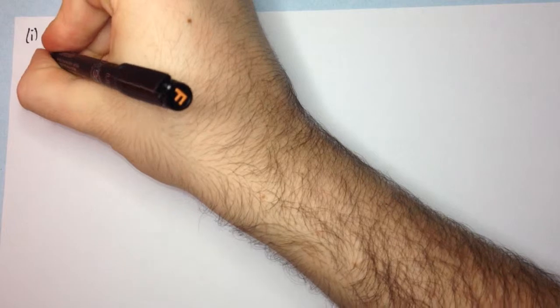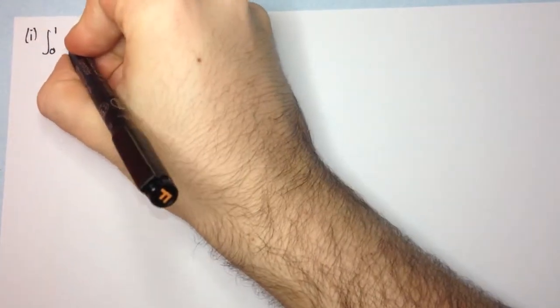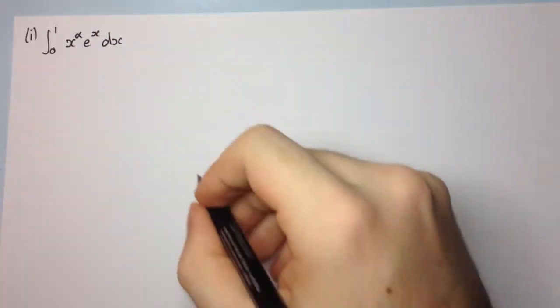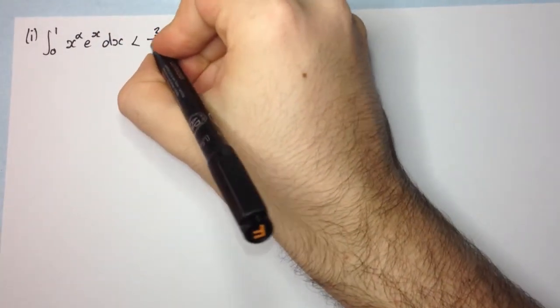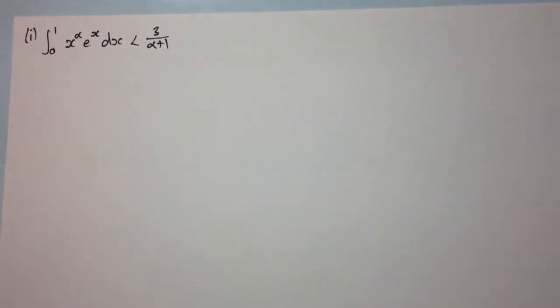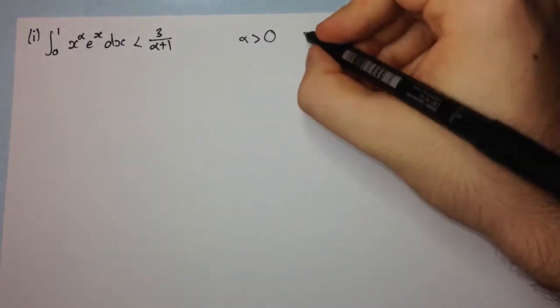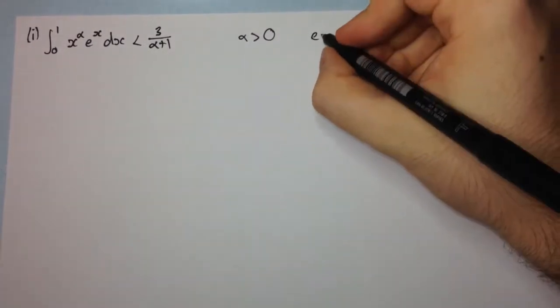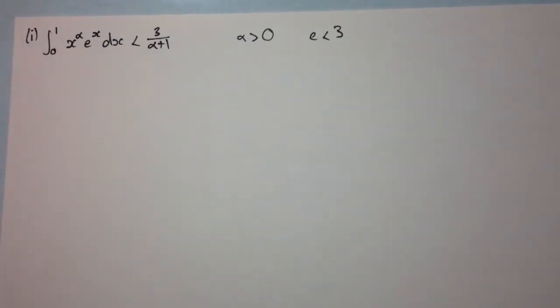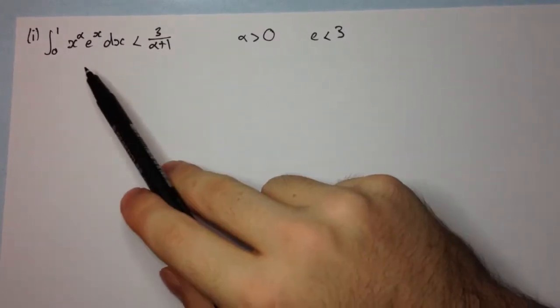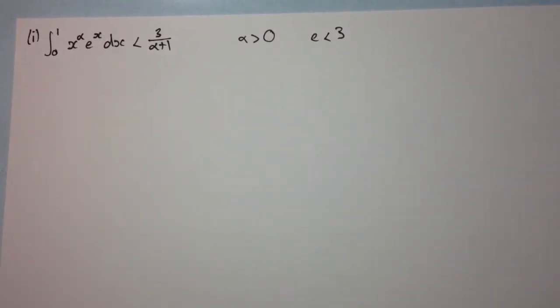Okay, so what do we want? We want to prove that the integral from 0 to 1 of x to the power alpha times e to the x dx is less than 3 over alpha plus 1. And what are we given? We're given that alpha is greater than 0, and we're told that we can assume that e is less than 3. Okay, so if you have a look at this integral here, this is a product of two functions, and so this suggests that we use integration by parts.